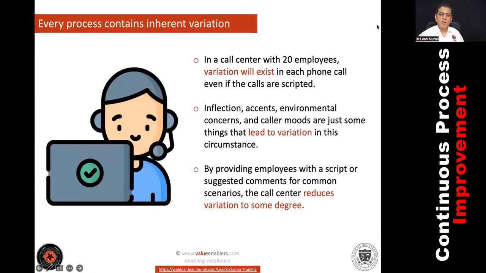By the way, variation cannot be eliminated. Variation can only be reduced. Please write in your notebook. Variation can only be reduced.